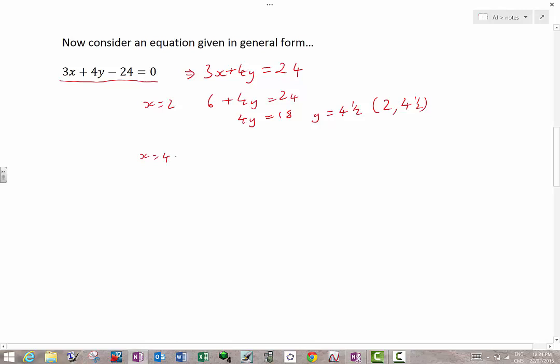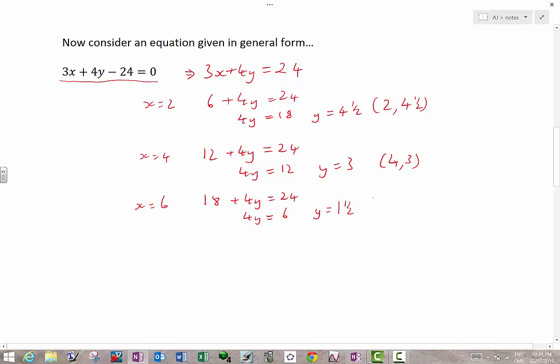If x was equal to 4, for example, then 3x would be 12. So 12 plus 4y equals 24, so 4y would equal 12, so y would equal 3. So we have our second point, 4, 3. If x was to equal 6, then 3x would equal 18. So 18 plus 4y needs to equal 24, so 4y would have to equal 6, so y would have to be 1.5. So we know a third point, 6, 1.5. And this means that we can indeed graph it.